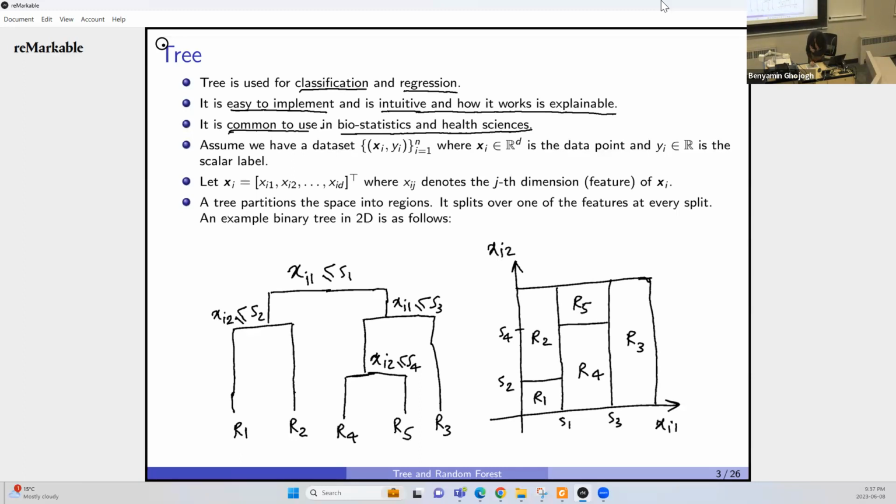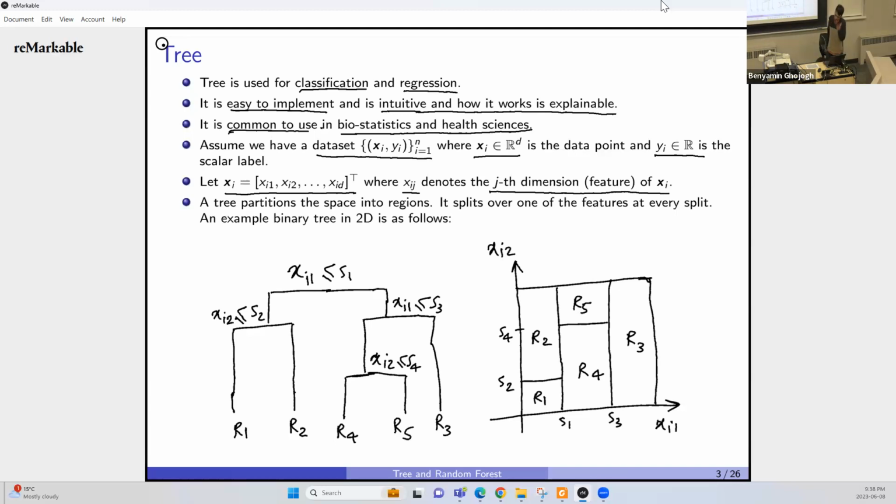Assume we have a data set, xi and yi. So xi's are the d-dimensional data points, and yi are scalar labels. The labels are either discrete or continuous based on whether we want to do classification or regression. Let xi be denoted by this: for the ith point, I have xi1 to xid. So xij denotes the jth dimension or feature of xi.